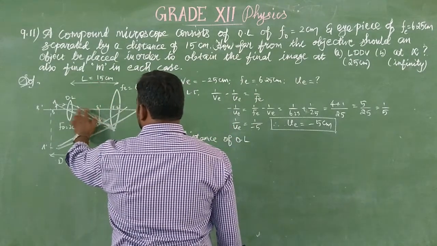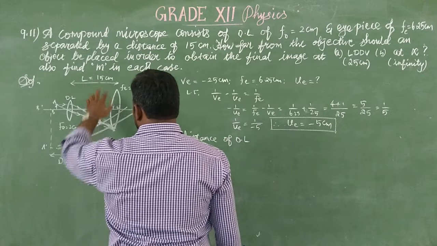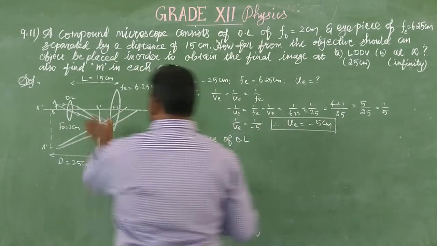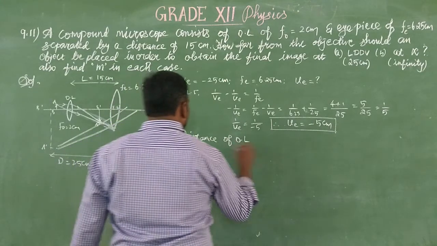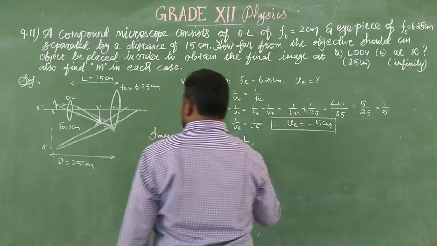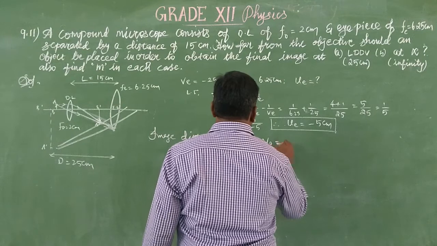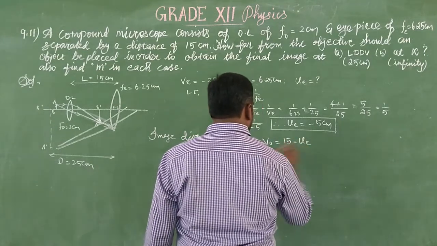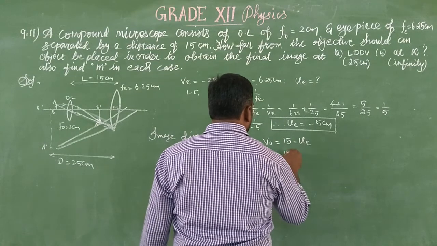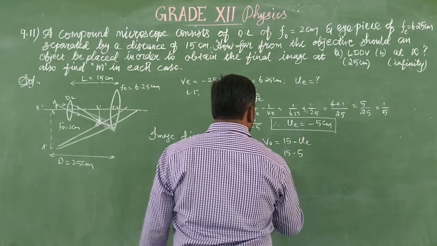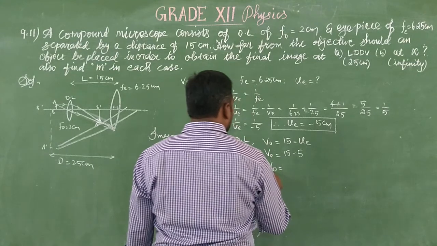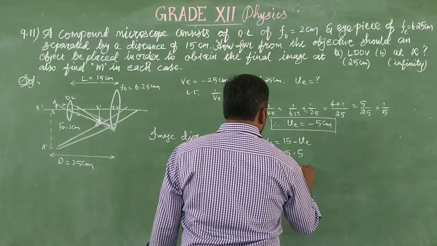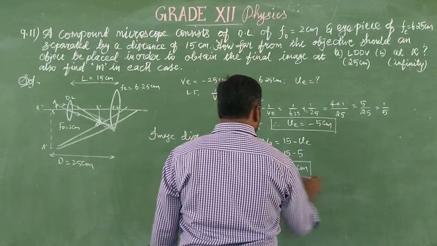The focal length of the eye lens is 15 centimeter. In that, we know the objective distance, that is 5 centimeter, so we need to subtract. Yes. Therefore V naught is equal to 15 minus UE. So V naught is equal to 15 minus 5. Therefore the image distance of the object is 10 centimeter. So we find that value too.